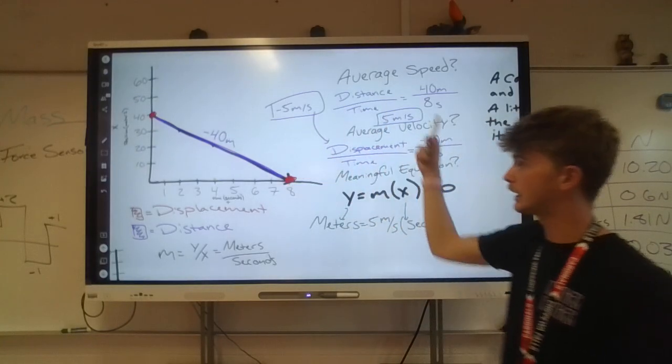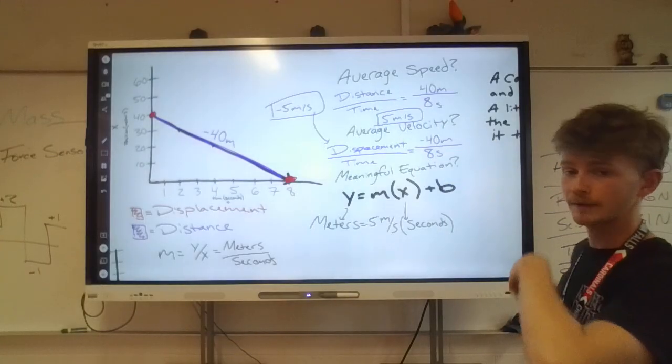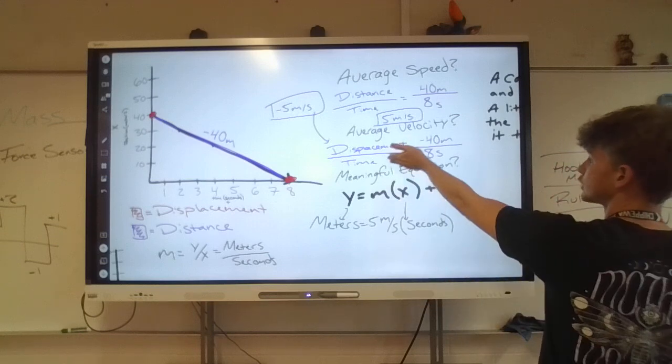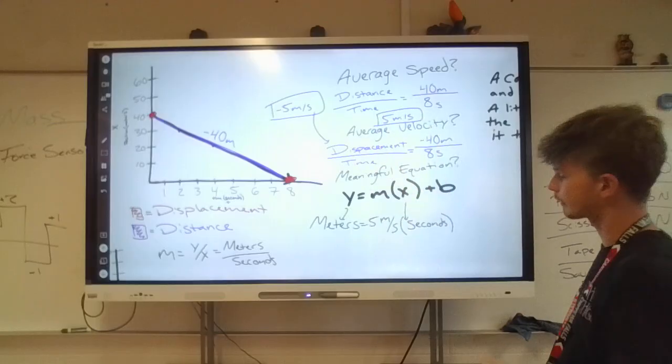Your velocity is your slope. It's -5. We know it's negative because the position over time graph is going down over time. And we know it's -5 because we did the math on it. Your displacement was -40. Your time was 8 seconds. -40 divided by 8 is -5.